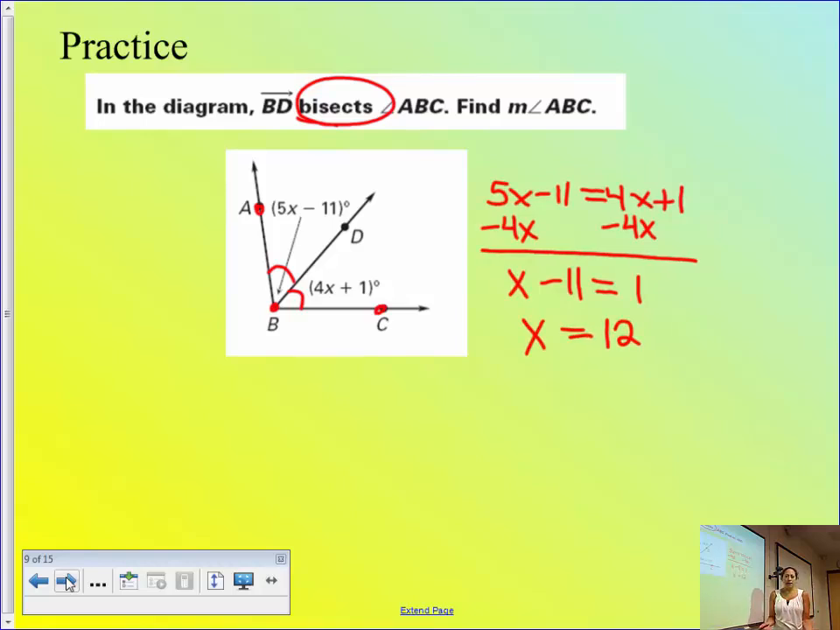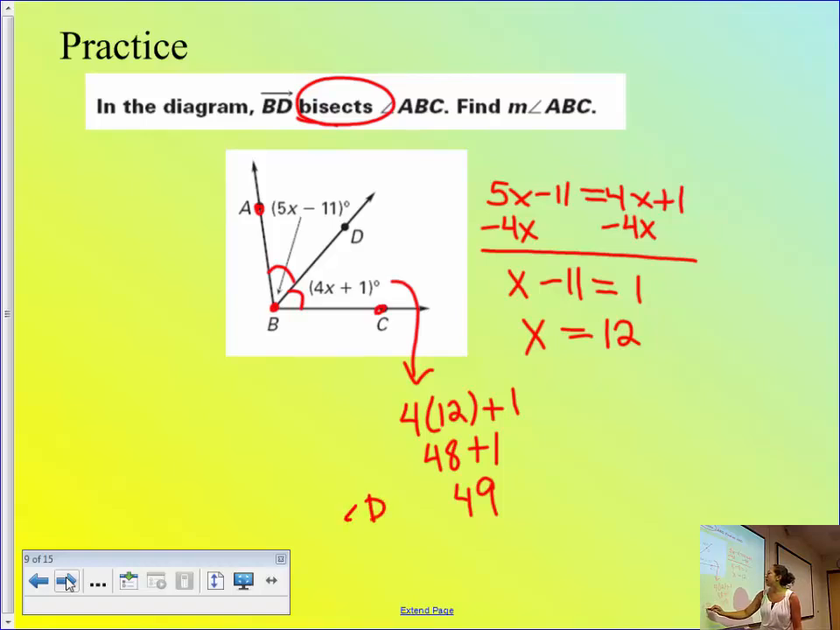Again, did that answer my question? No, I want to find the whole angle. So I'm going to plug this back in to one of these. I like positives better, so I'm going to pick 4x plus 1. So 4 times 12 plus 1 gives me 48 plus 1, or 49. So that's only half of it. That's the measure of angle DBC. I don't want to know DBC, I want to know the whole thing, so I'm going to double it. So the measure of angle ABC is twice as big, or 98 degrees.